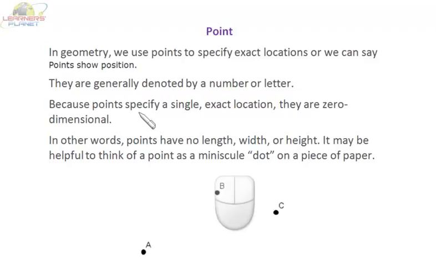Because points specify a single exact location, they are zero dimensional. That means we can say there is no length, no height, no width of a point. Or in other words, we can call it zero dimensional or non-dimensional. Suppose I put a dot over here. This dot is a point.